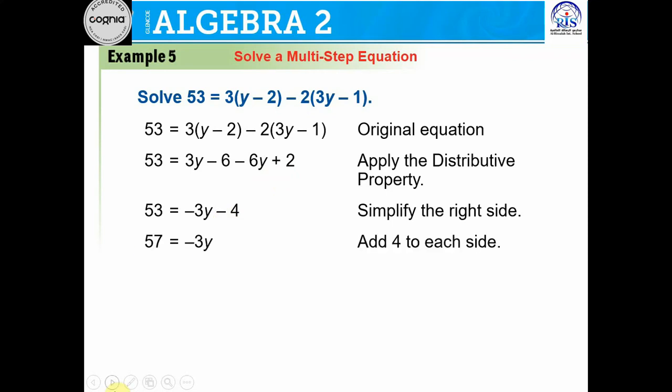Negative 3y equal 57. Now here, the variable y is multiplied by negative 3. How do I get rid of it? I make the opposite operation. Opposite of multiplication is division. I divide by the same number with the variable, which is negative 3. Y equal negative 19.